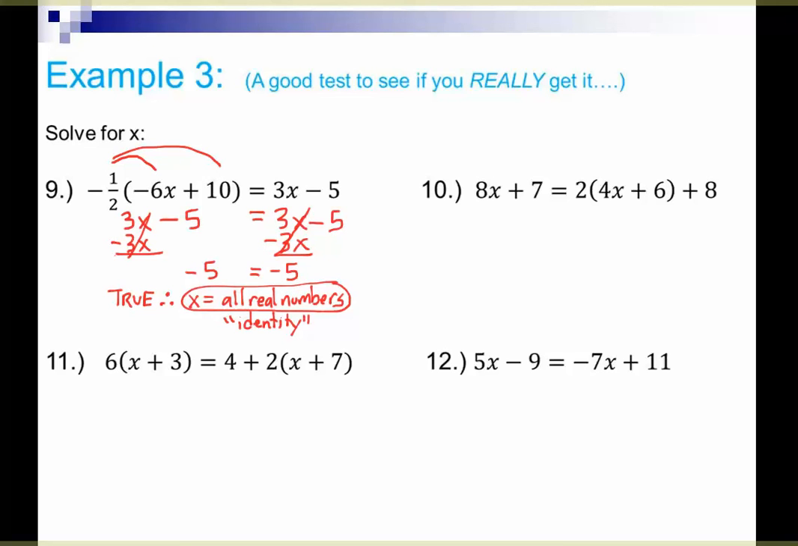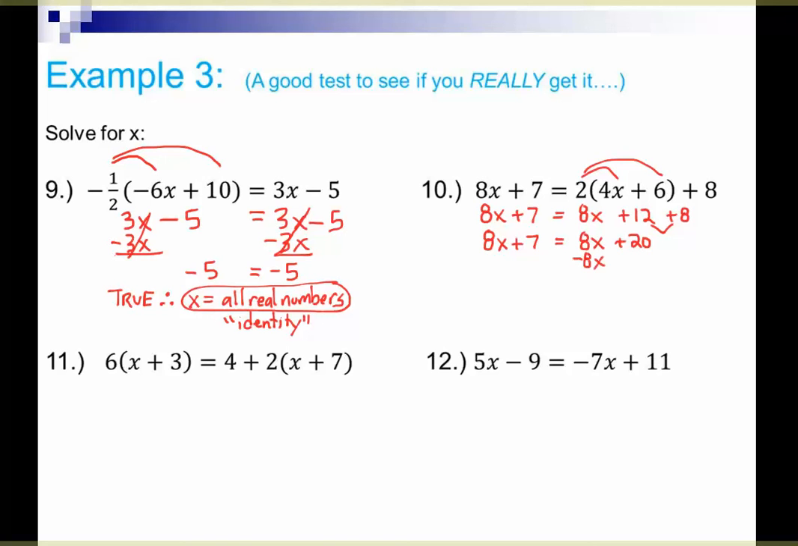It looks like I have some stuff to distribute on the right. The left-hand side is going to stay the same. So 8x plus 7 equals 2 times 4x is 8x. Positive 2 times positive 6 is positive 12. And then that positive 8 just comes along for the ride. Okay, I'm going to combine like terms over here. So rewrite 8x plus 7 equals 8x plus 20. And then go ahead and collect variables.